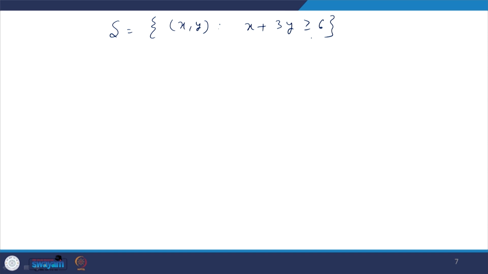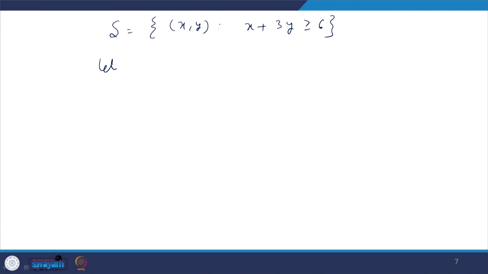So, how can we show it? In order to show that the given set is a convex set, you take any two arbitrary points in S, and try to show that lambda x 1 plus (1 minus lambda) x 2 is also in S. Lambda x 1 plus (1 minus lambda) x 2 is also called a convex linear combination of x 1 and x 2. So, we take two points, let (x 1, y 1) and (x 2, y 2) belong to S. These are two arbitrary points we have taken in S. So, this implies x 1 plus 3y 1 is greater than or equal to 6 and x 2 plus 3y 2 is greater than or equal to 6.